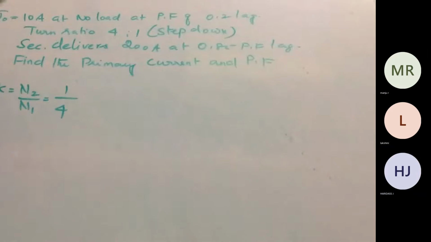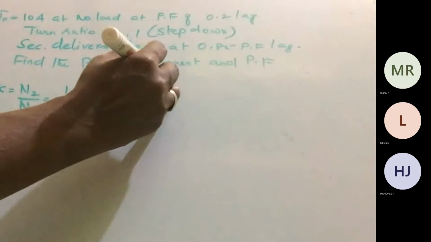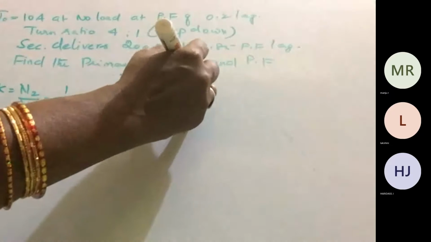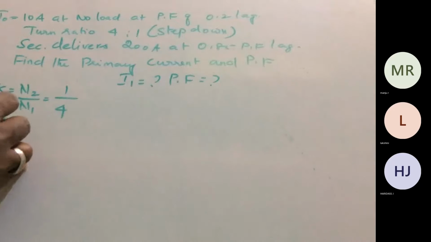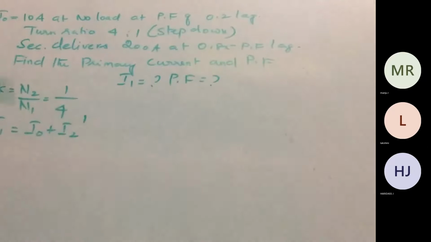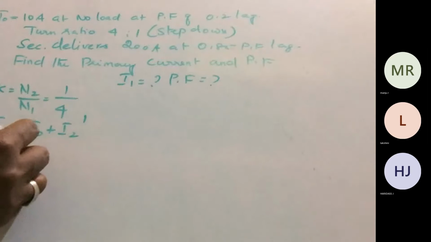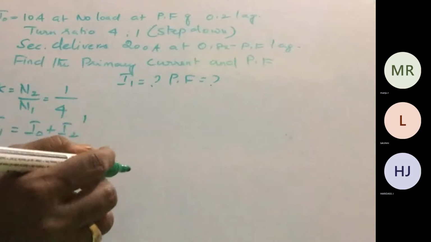Secondary delivers 200 amps at 0.85 power factor lagging. So what is given is I2. Find the primary current and power factor, so I1 and the power factor of I1 are to be calculated. Now we have the equation I1 equal to I0 plus I2 dash. I0 is 10 amps and what?